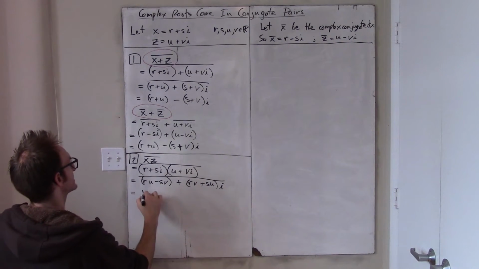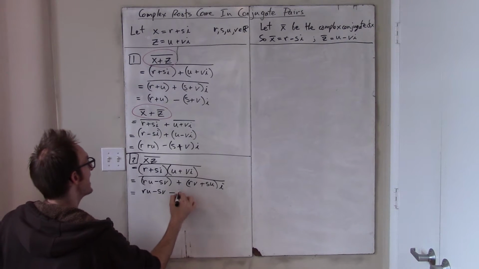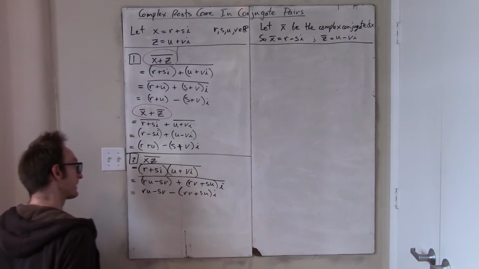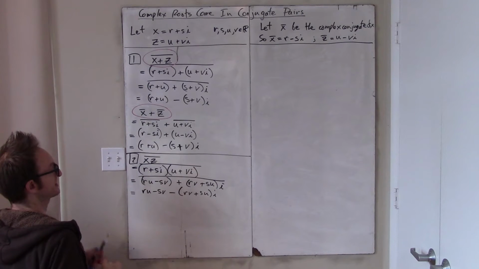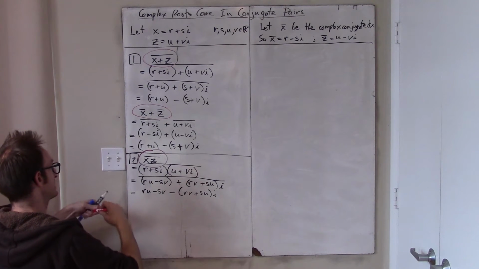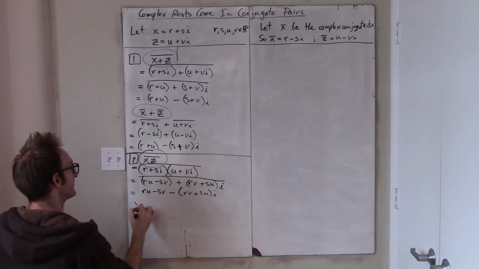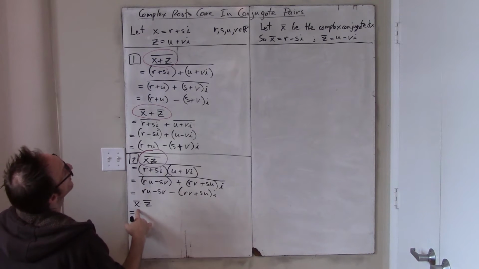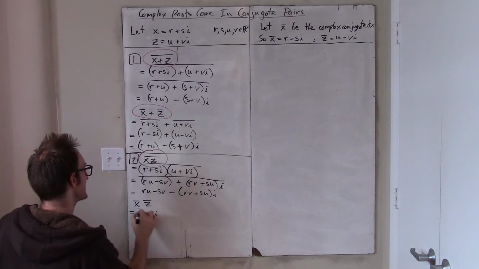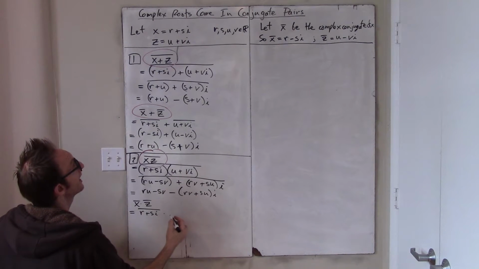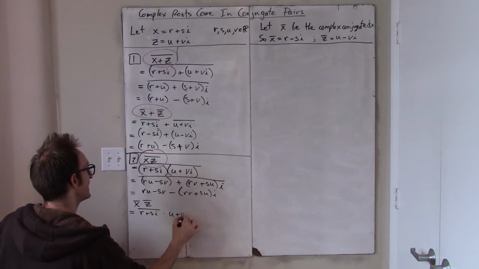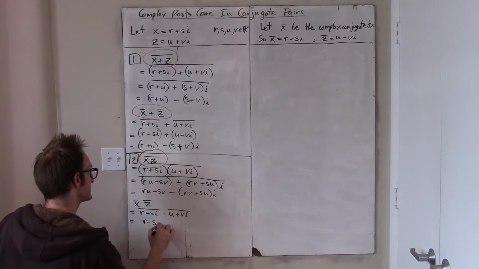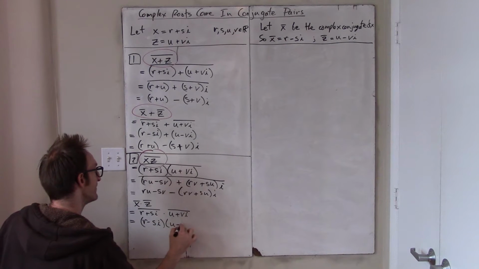So what is this? It's ru minus sv minus (rv plus su)i. Okay, that was the conjugate of a product. Now let's take the product of the conjugates. Starting a new line now. What happens if I first take the conjugates and then multiply? What's the conjugate of x? It's the conjugate of r plus si times the conjugate of u plus vi. And now we just do it. This is r minus si, and this is u minus vi.